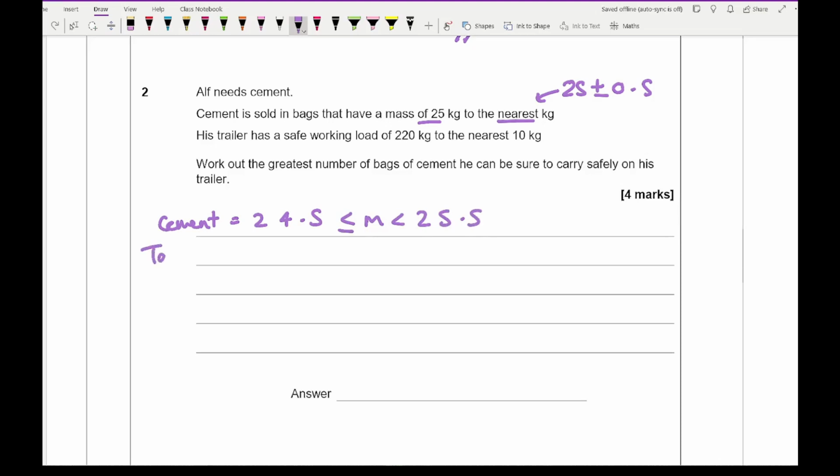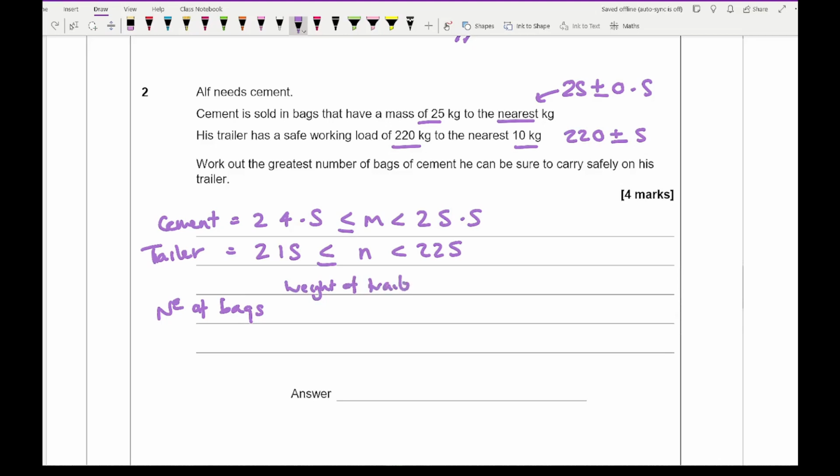And then the trailer is going to be 220 plus or minus half of 10, which is 5. So that's going to be 215, and let's just call that N. It doesn't really matter what letter we call it, and 225. So then from this, to get the number of bags, it's going to be the weight of the trailer divided by the weight of a bag.